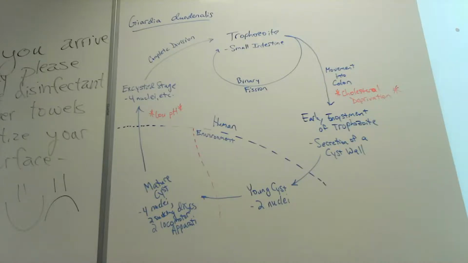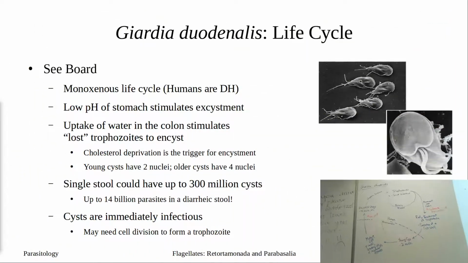All right, so this is a monoxenous life cycle. The definitive host is human. Right, we said the low pH stimulates excystation. So low pH of the stomach. Uptake of water in the colon stimulates these lost trophozoites because again, they don't really want to be there, but once they get there, they actually see it's cholesterol deprivation. Once they start getting deprived of cholesterol, then all of a sudden they start their encystment process.